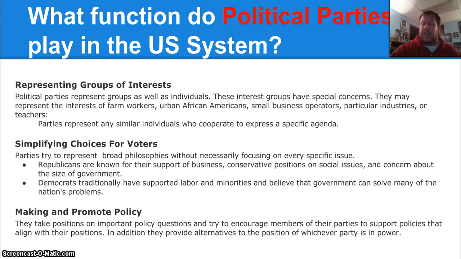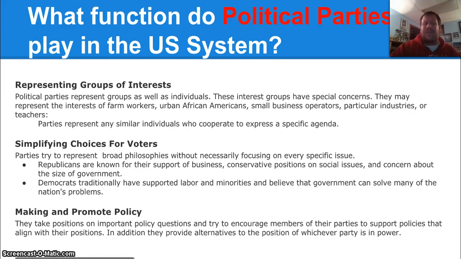Certain job categories, okay, small business versus farmers versus teachers versus lawyers versus whatever, may gravitate towards one party over another. Gun owners versus non-gun owners. All those kinds of things may gravitate towards one party over another. And so that one party will then represent that one interest.